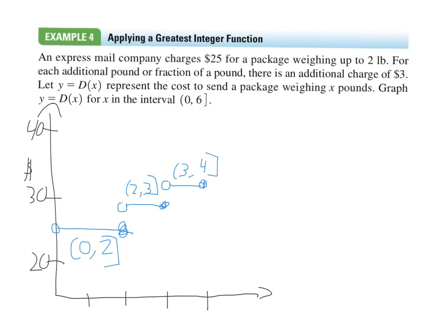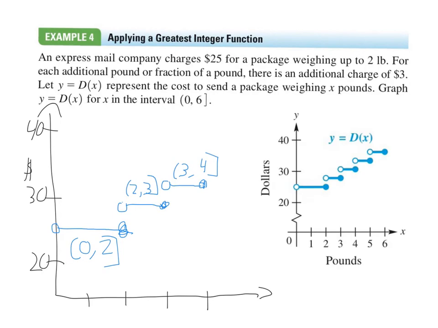So I think you should get the idea at this point. Let me put up a nice neat picture of what the graph should look like. Here's a neat picture of what the graph would look like up to 6 pounds. So if a package weighs more than 4 pounds and up to 6, then it looks like it would cost $37.